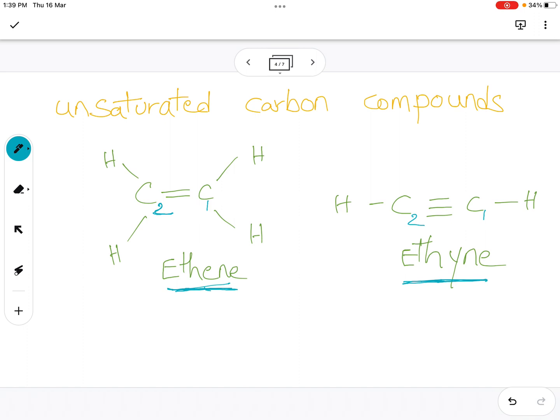So what is an unsaturated carbon compound? Carbon compounds that contain double or triple bonds are called unsaturated carbon compounds. Saturated means compounds contain only single bonds. Okay, clear?